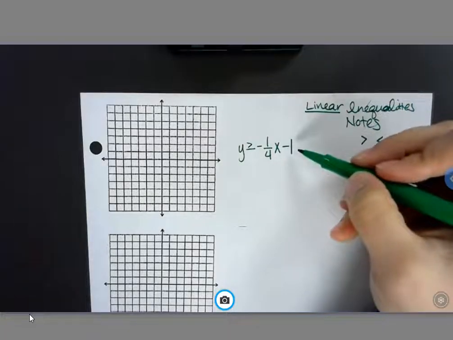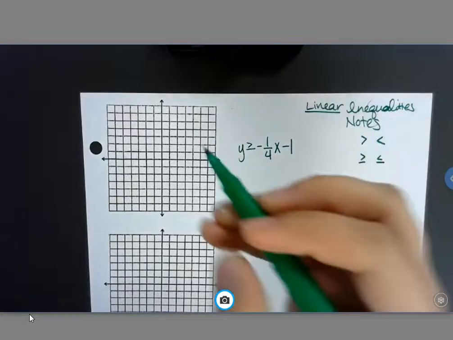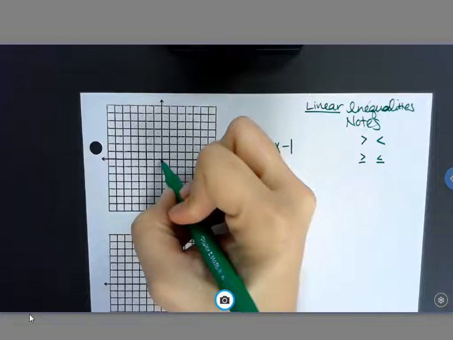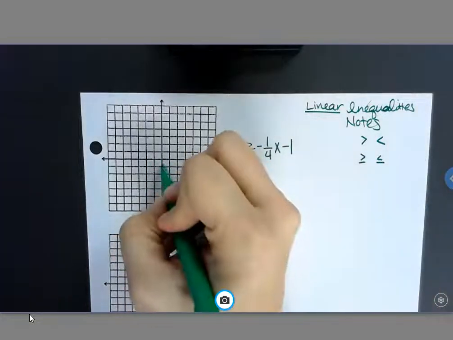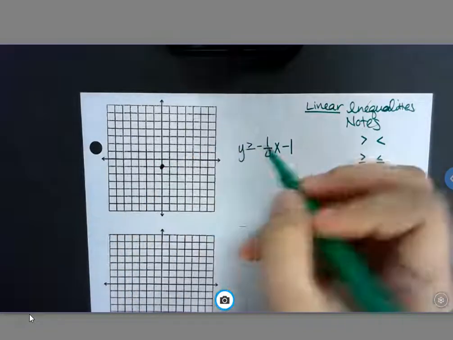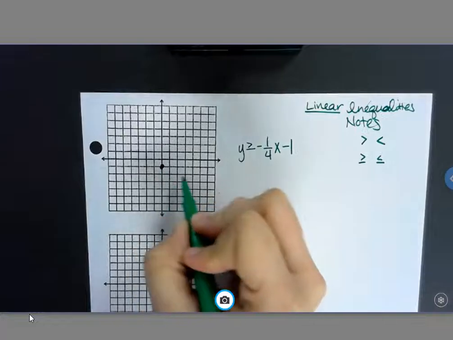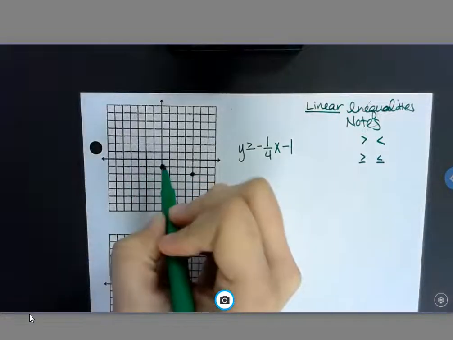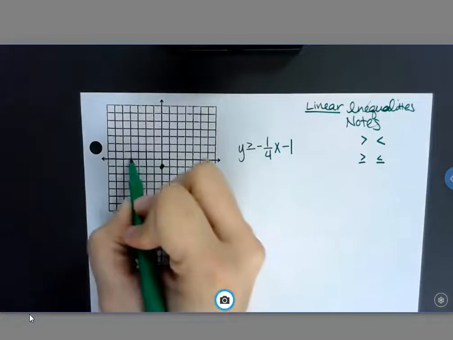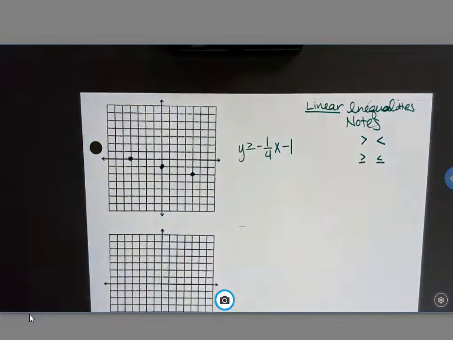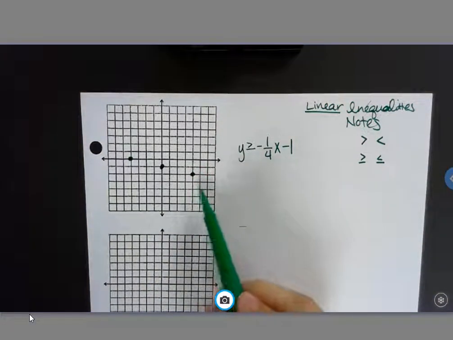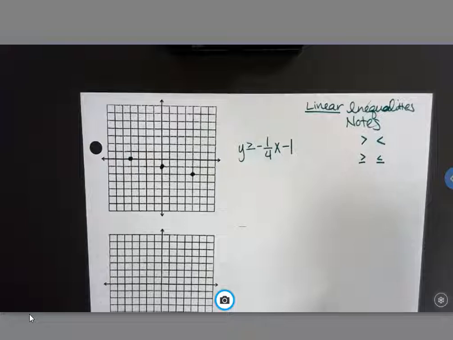So graphing is still the same. This is still my y-intercept. This is still going to be my slope. So I'm going to go through and I'm going to graph each of the points. So my y-intercept is at negative 1. It's a negative slope, so I'm going to go down 1 and right 4, or up 1 and left 4. And that's the most that I can get on the graph there. If I could do it again, I would. Okay, but since I can't, then it'll stay like that.